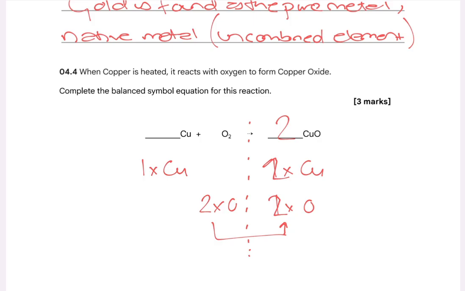So this doubles up the number of coppers and also the number of oxygens. And because I've done that, the coppers now no longer balance either, which means I now need to make this into a 2 by doubling up the number of coppers on the left. And so we have 2 moles of copper reacting with 1 mole of oxygen molecules to make 2 moles of copper oxide product.